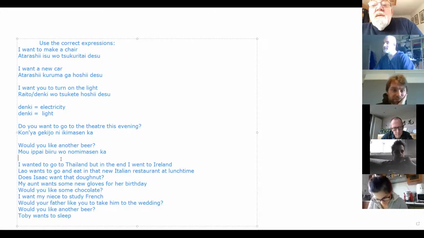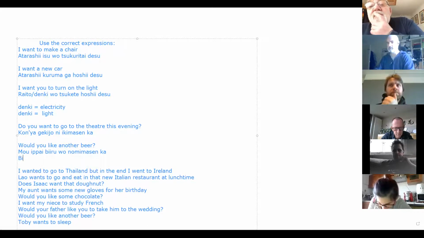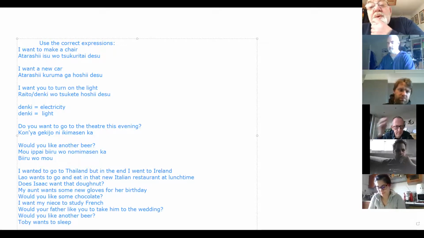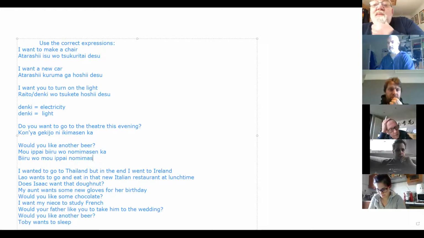Can you do another beer? No, I'm just asking, can I say ビールもう一杯飲みますか? No, in Moscow you can use, yeah. But like I said, it's just a different format. Biru o mo ippai nomimasen ka. Yeah, this is good.